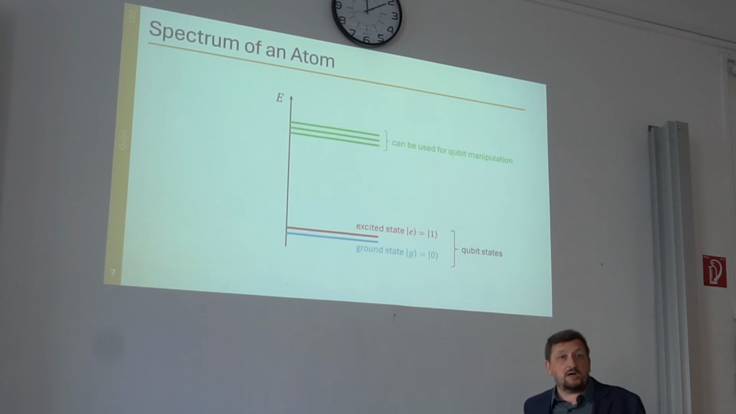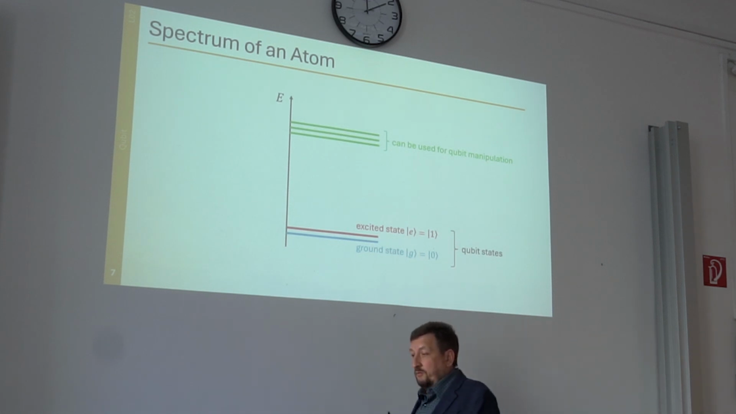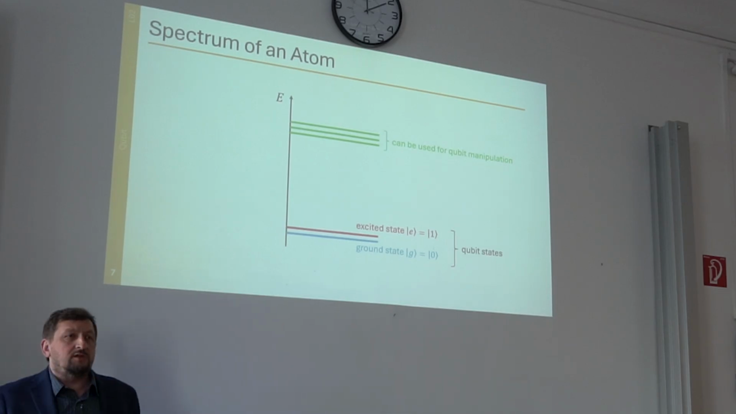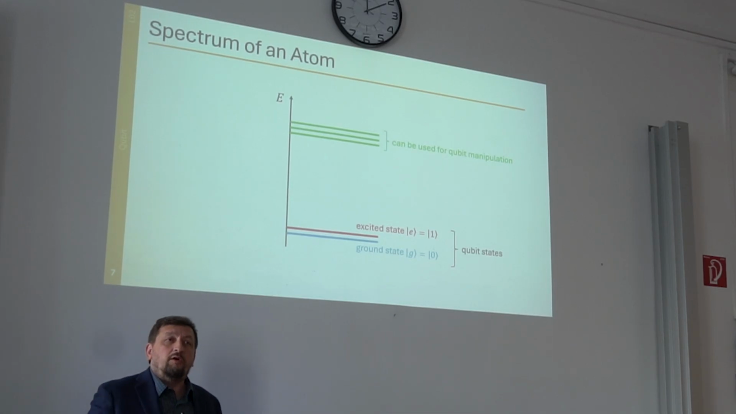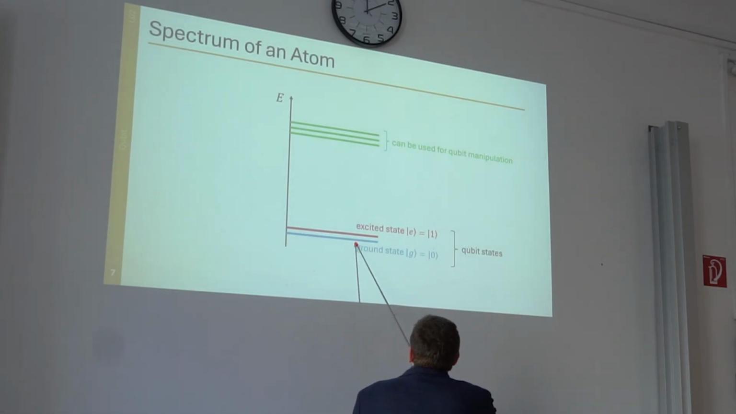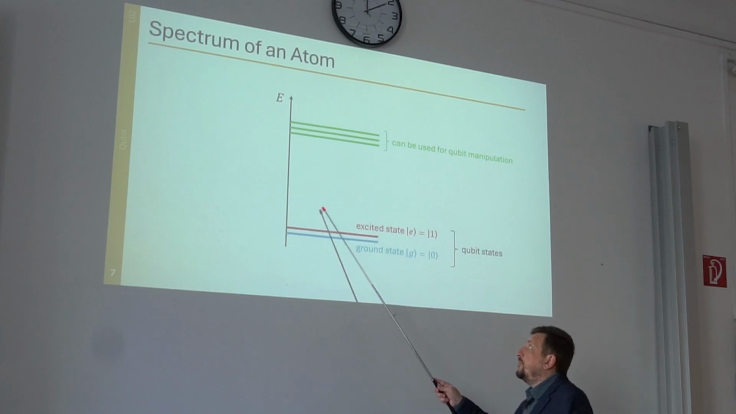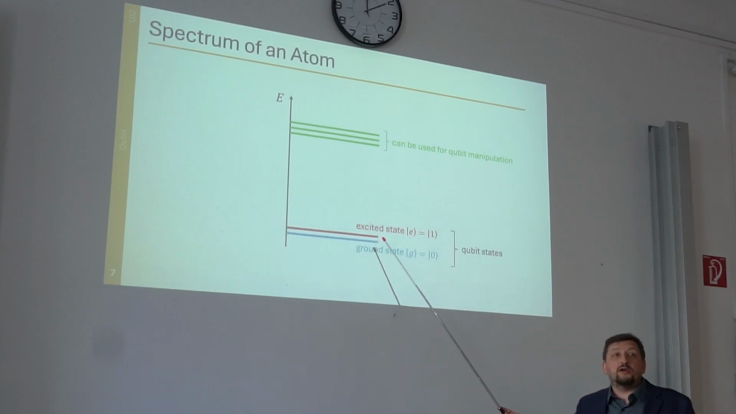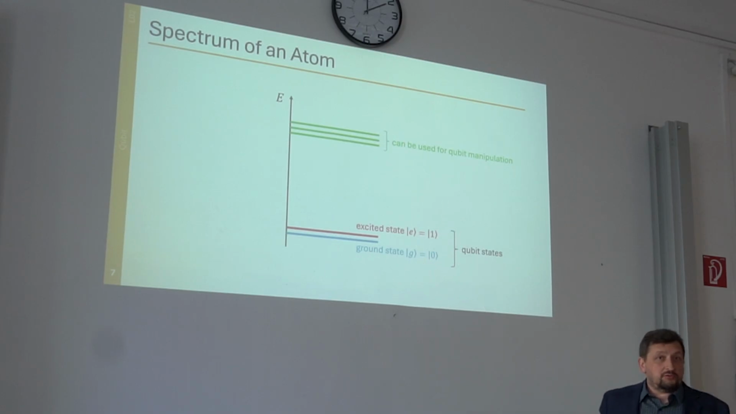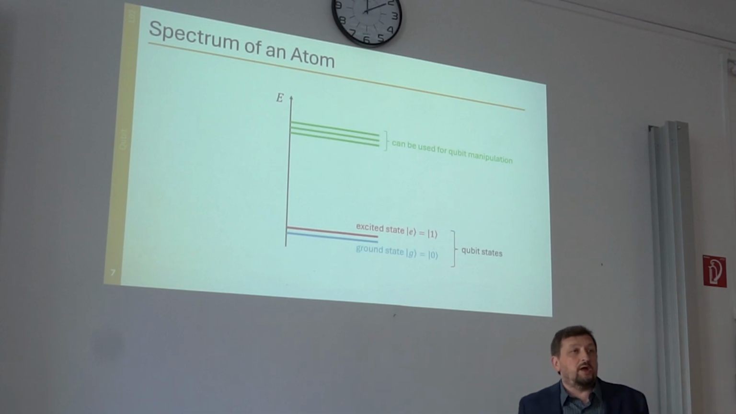So in that case, we can use such atoms as qubits. And this is what is actually done. Several companies are using atoms, either neutral or ions, as qubits, because they use this large separation of energy. They can isolate two levels which we use to encode information. These higher levels are not completely useless. They can be used to manipulate qubits.